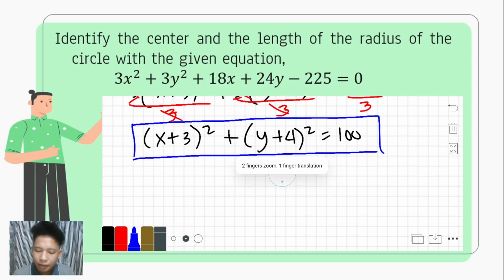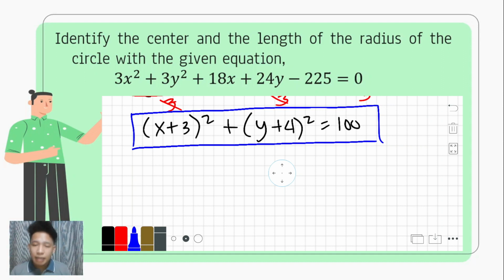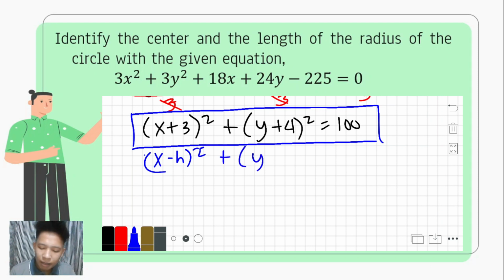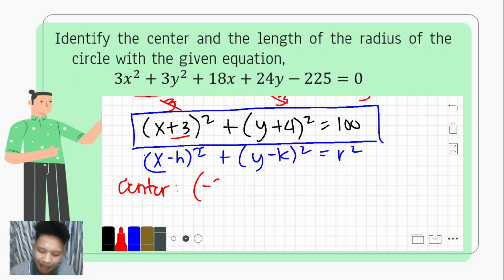And now we are ready to identify the center and the length of its radius. Given the standard form of the equation of the circle, we have x minus h squared plus y minus k squared equals r squared. Then we can determine the center. Since here it is positive, the center would be at negative, yes, negative 3. And since here it is positive, that is negative 4. So the center of the circle would be at negative 3 comma negative 4.